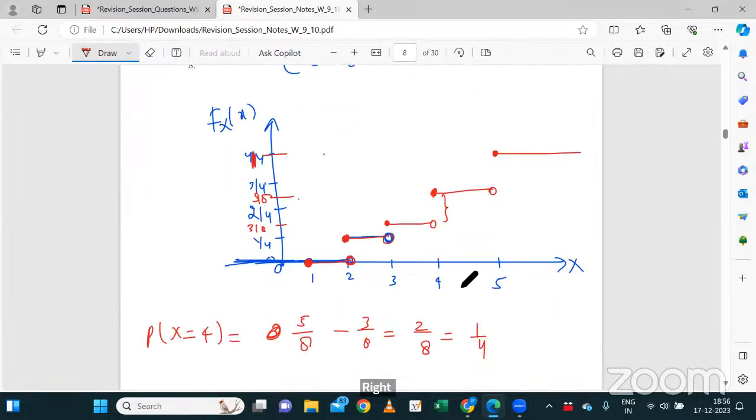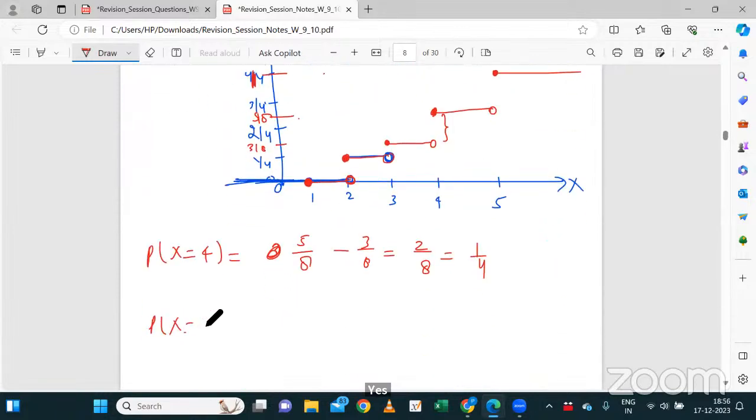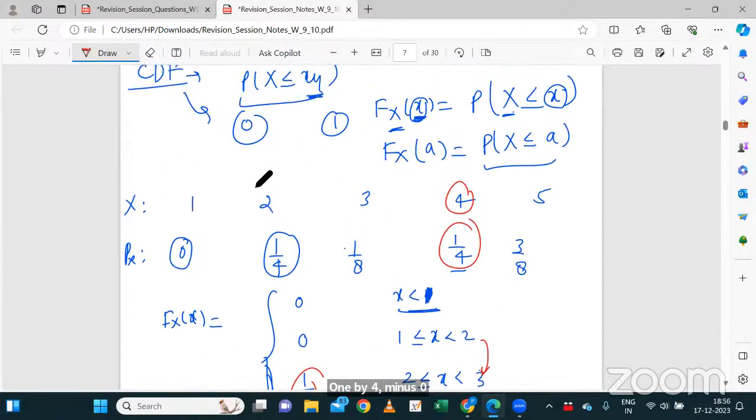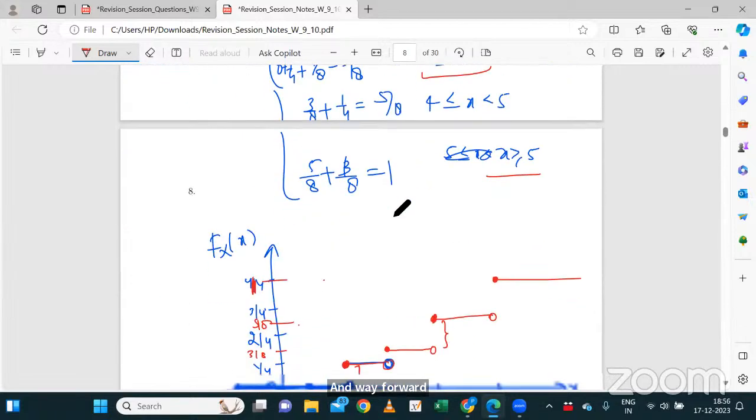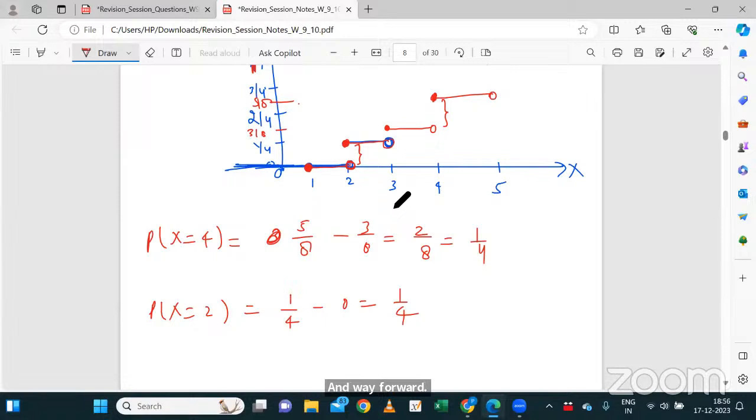Suppose I ask what is the probability at x equal to 2. That means this jump, right? So this jump is what? 1 by 4 minus 0, which is nothing but 1 by 4. So the probability of x equal to 2 is again 1 by 4, right? Is this clear? So this is how we can plot the CDF of a discrete variable.